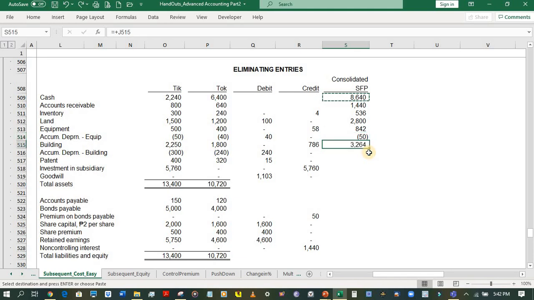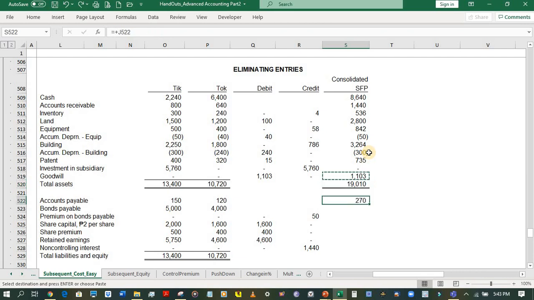Then for building, 3,264. And the accumulated depreciation for building is 300. Again, this is only the accumulated depreciation for the parent's building. So the 240 accumulated depreciation for the acquiree will not appear in the consolidated statement of financial position. Then the patent is 735. And investment in subsidiary is 0 because this is already eliminated. Then goodwill, under full goodwill approach, is 1,103. Then total assets is 19,010 pesos. And so this is the consolidated total assets.